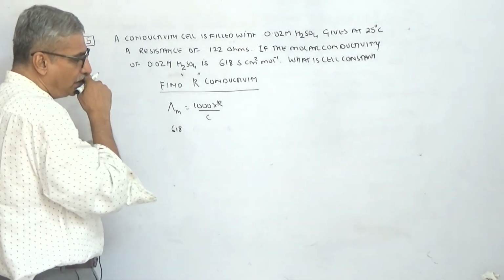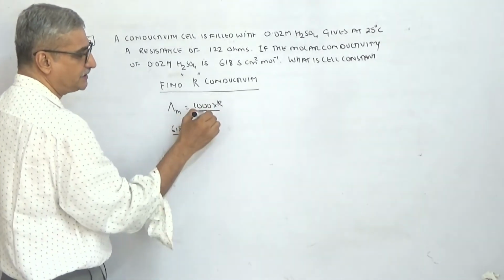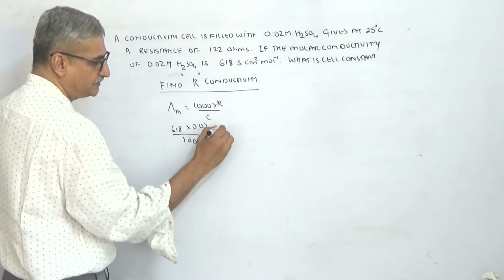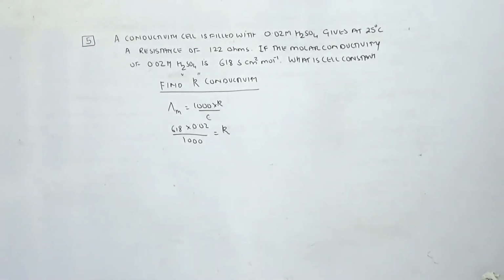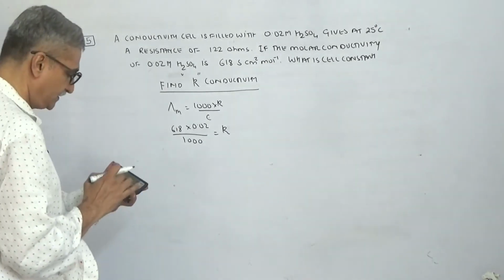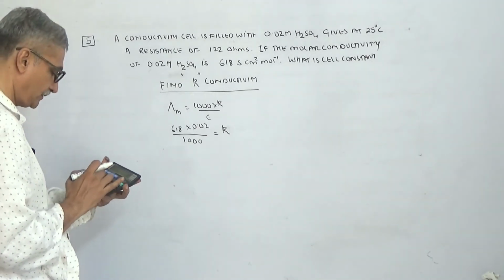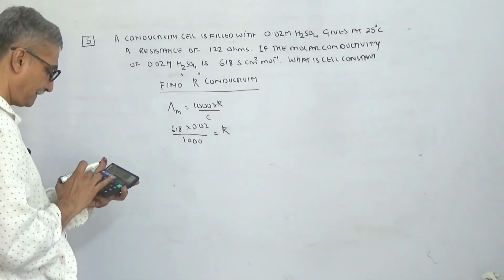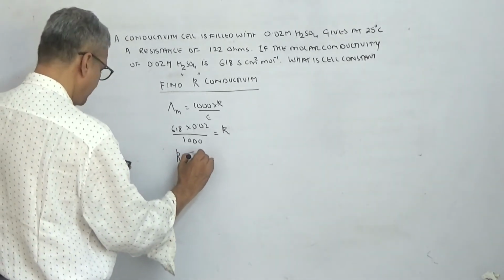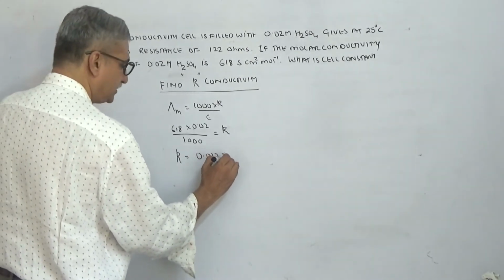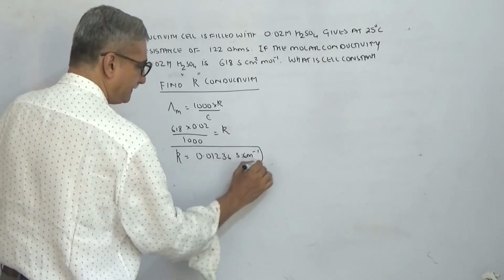So 618 into 0.02, that's the concentration, upon 1000 will be K. Let's calculate this. 618 into 0.02 divided by 1000. So K will be 0.01236 Siemen per centimeter. We got K.